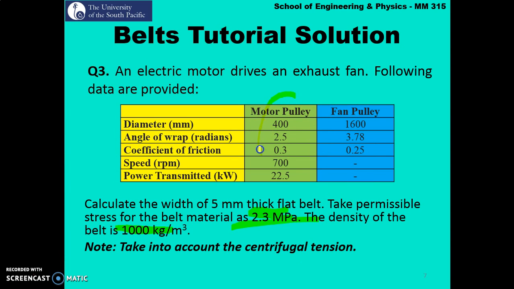So most of the information that we'll use will be from the motor pulley, because the motion is provided by the motor. So we'll look at the speed of the pulley on the motor, and the diameter of the pulley which is mounted onto the motor. So we'll look at our solution now.